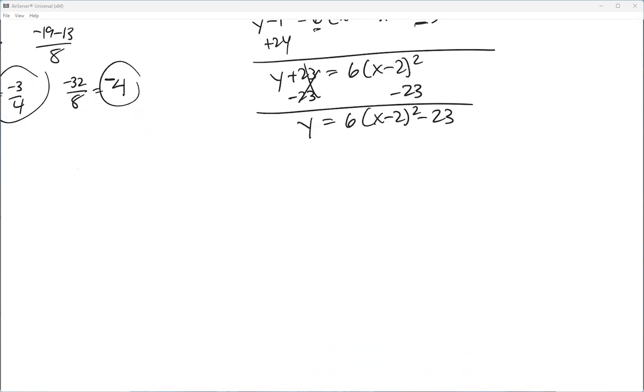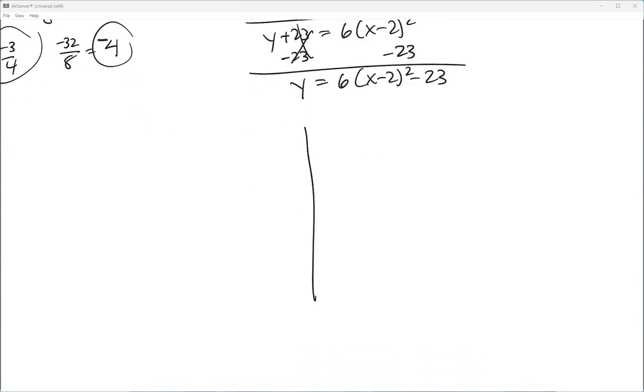Then you have the graph. So you would graph 2, negative 23. So 1, 2, and then just plot this right here, 2, negative 23. You may want to plug in some numbers, like 1 or 0.